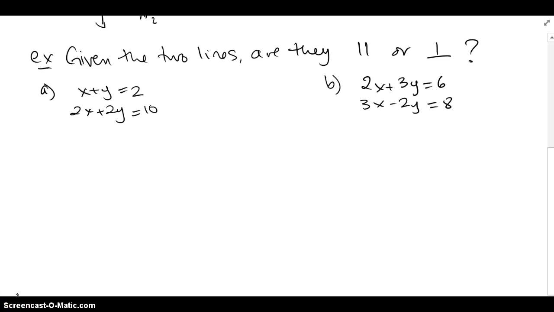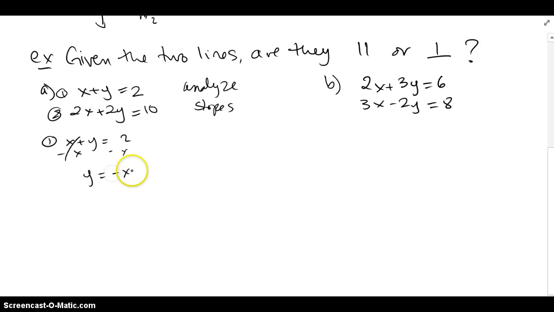Okay, let's look at these examples. Given the two lines, are they parallel or perpendicular? So I have line number 1 for part A and line number 2. To figure out whether they're parallel or perpendicular, I'm going to analyze the slopes. To get the slopes, I'm going to take each one and put it in slope-intercept form. So subtract x, and we're going to end up with y is equal to -x plus 2, it looks like.